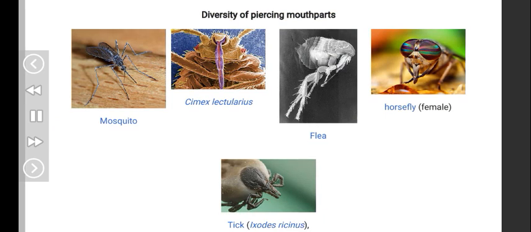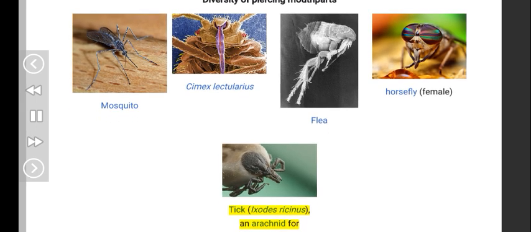Diversity of piercing mouthparts. Mosquito. Cimex lectularius. Flea. Horsefly, female. Tick, Ixodes ricinus, an arachnid for comparison.